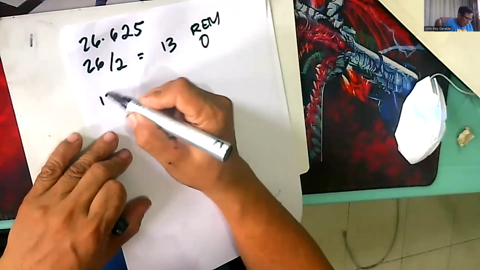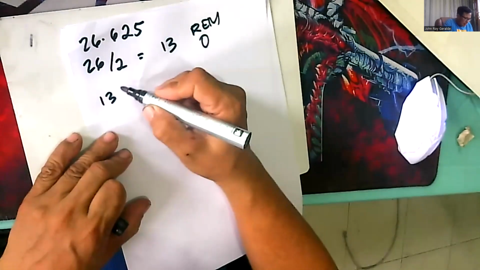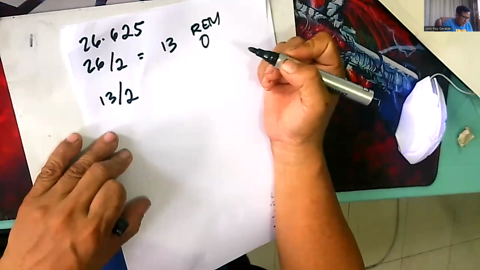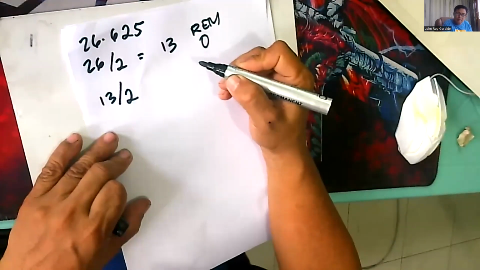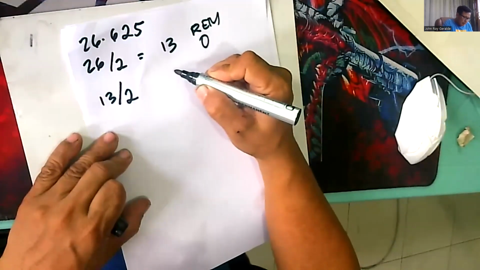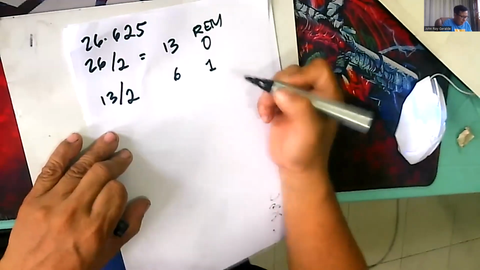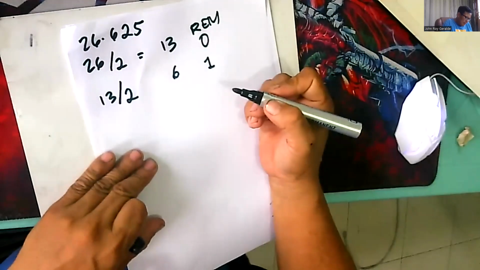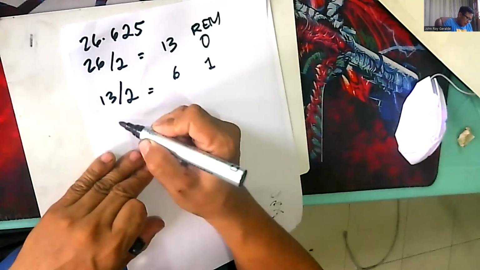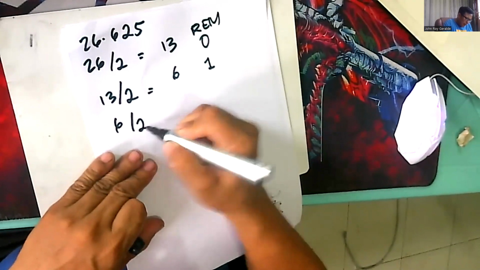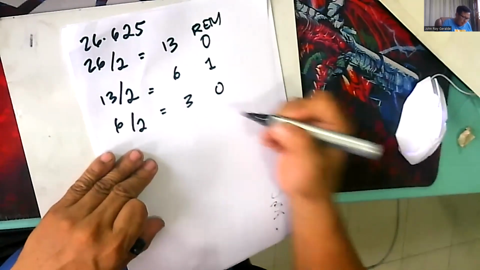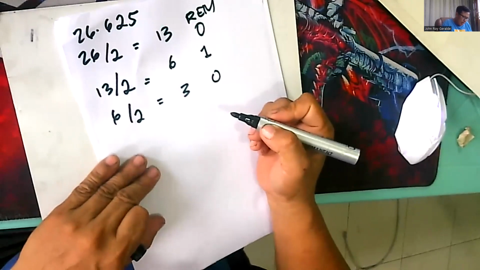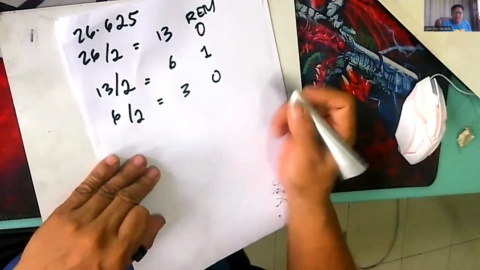And then we have 13. We continuously divide this until it becomes 0. 13 divided by 2 is 6, remainder 1. Then 6 is not a 0, so we have 6 divided by 2. The answer is 3, remainder 0. We will reverse the arrangement later.